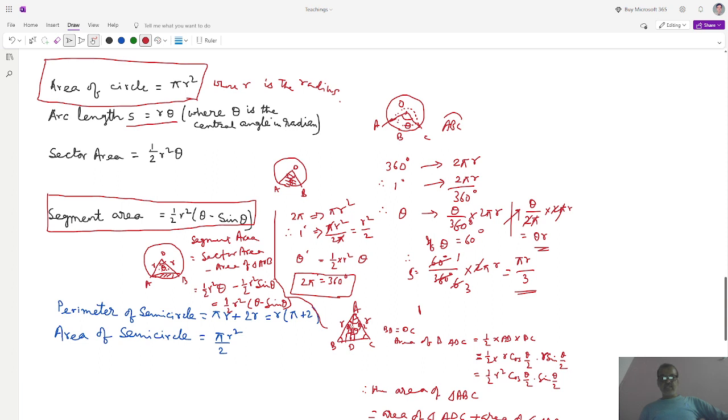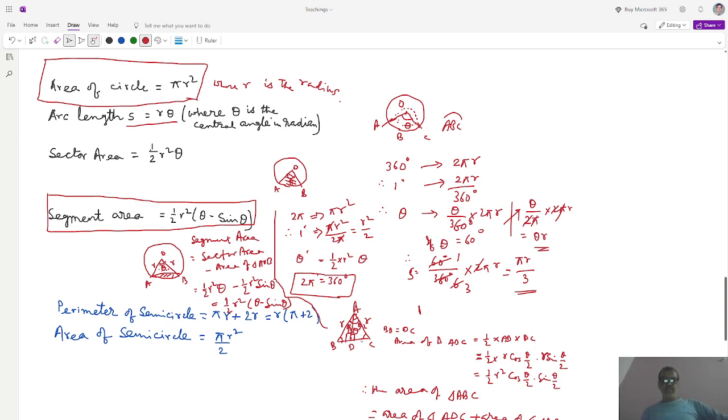And we know that if we draw a perpendicular from the vertex A of this triangle to the base BC, then AD bisects BC.